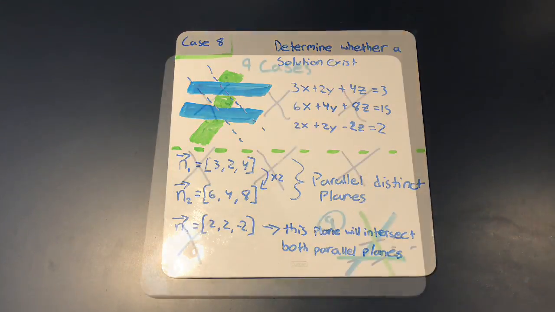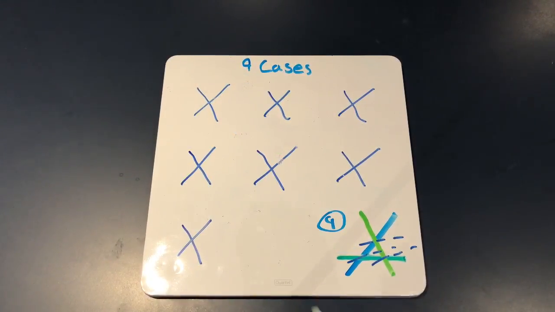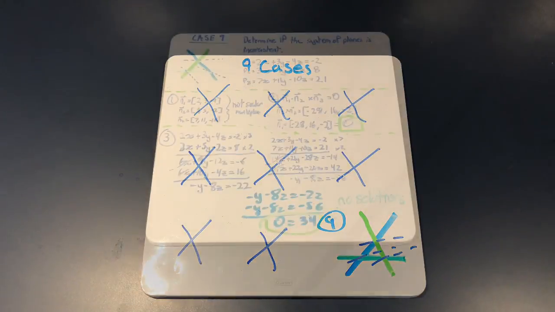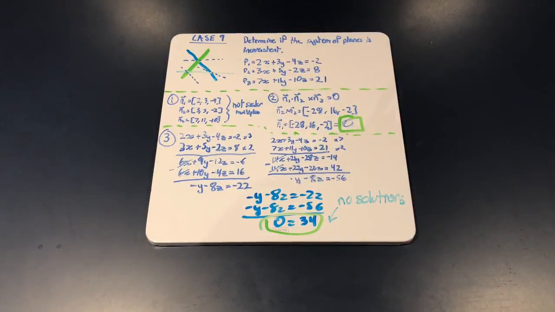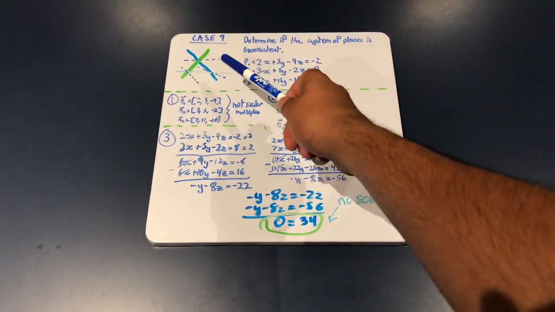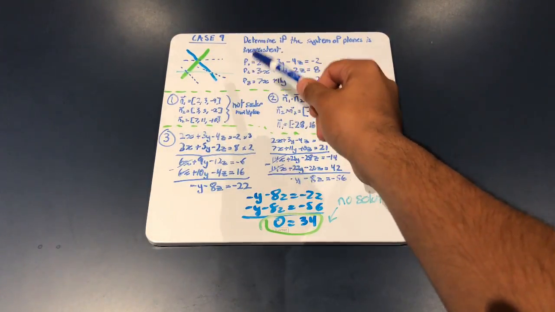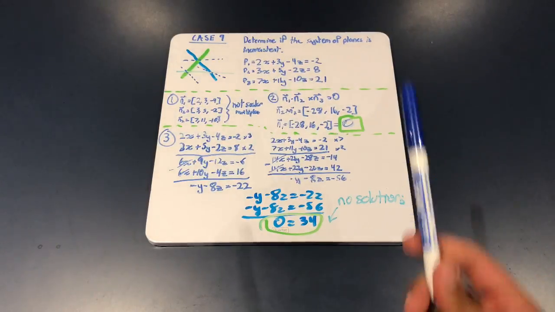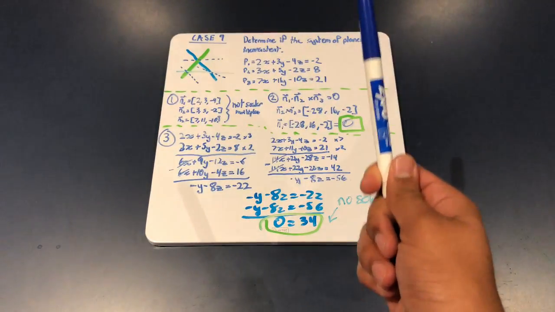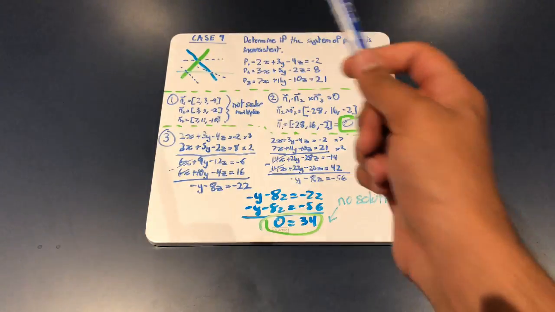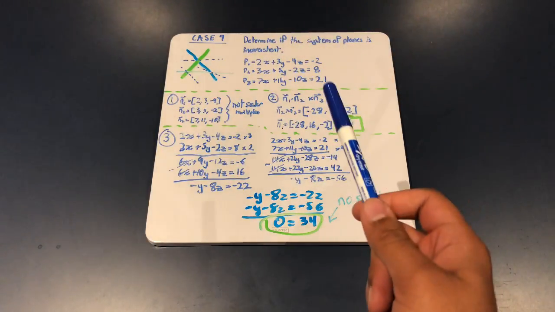Having finished case number 8, we now move on to the last case for the intersection of planes, which is case number 9. In this case, the planes intersect in pairs. So now we'll be moving on to case 9, which is three planes that are intersecting in pairs of parallel lines. So now in case 9, all the normals are not parallel, therefore the planes are not parallel or coincident.